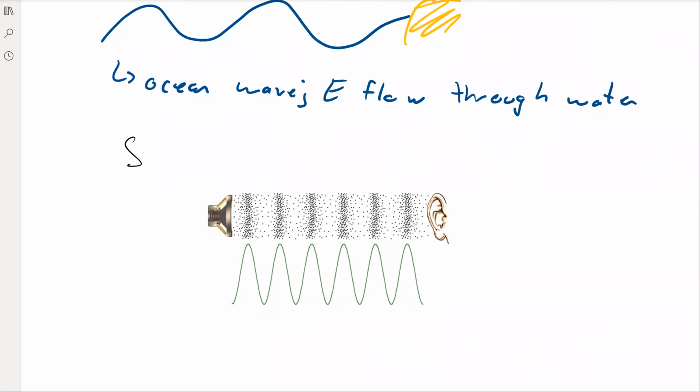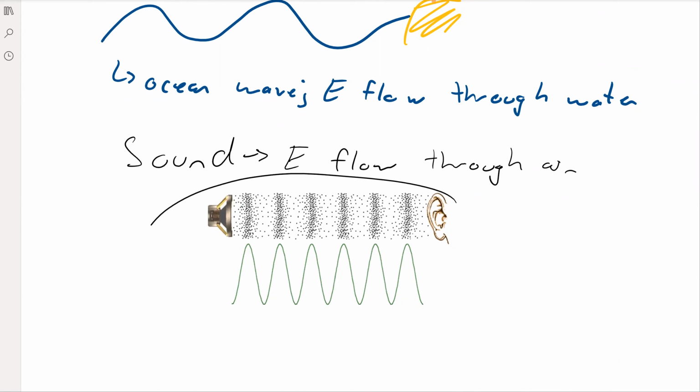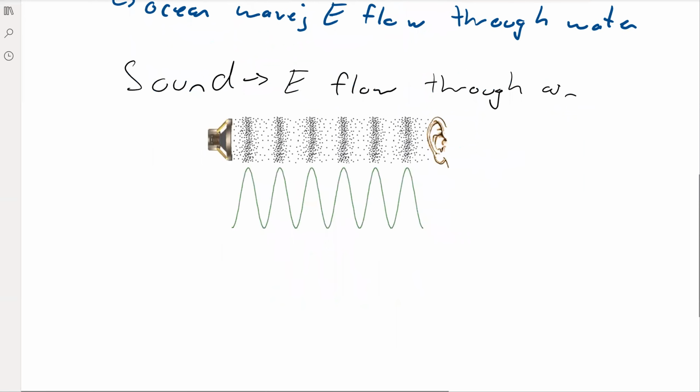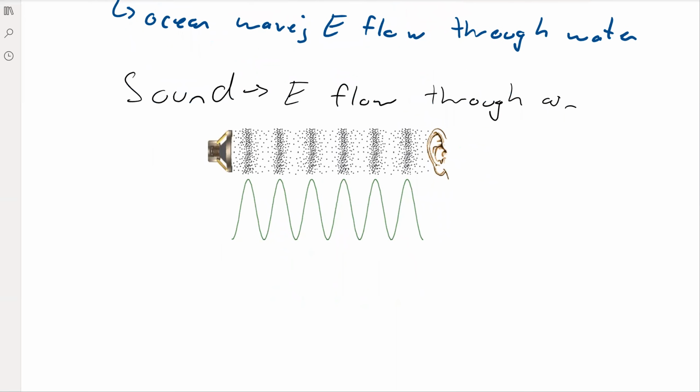Another example of a wave is sound, right? Sound is energy flowing through air. Right, so here's a picture of a sound wave, right? You've got a little speaker. It moves particles, air particles, and then those air particles hit your ear, and you've got little sensors in your ear that change these waves into sound. And so light's very similar to that, right?